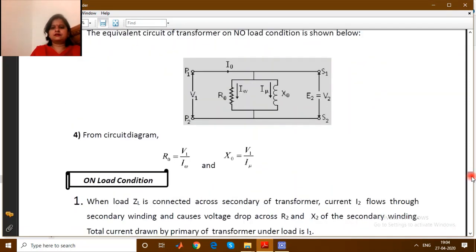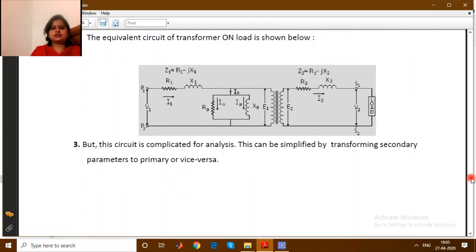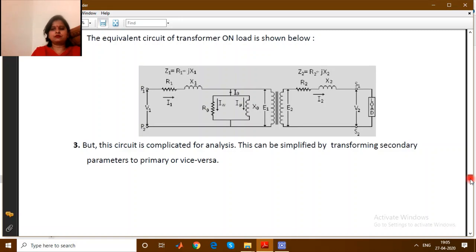Okay, so this is the equivalent circuit of the ideal transformer on no load condition, and on load condition this is the equivalent circuit of the practical transformer. So these are the core parameters R0, X0. This is the winding: R1 is the primary winding resistance, X1 is the primary winding reactance. R2 is the secondary winding resistance, and this is the secondary winding reactance. Right. So this is basically the circuit diagram of the transformer on loaded condition, the circuit diagram of a practical or actual transformer.